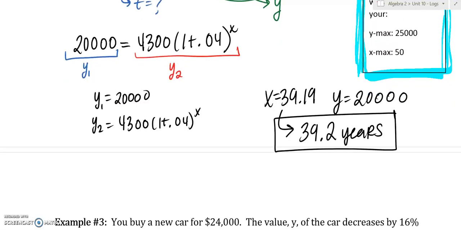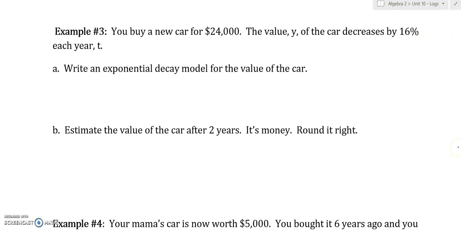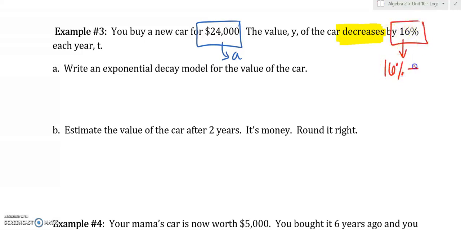Okay, flip it over. You buy a new car for $24,000. The value of the car decreases by 16% each year at an exponential decay, and then let's find a couple pieces. So, $24,000, this is A, how much it costs right away. This is decreasing. We have a decrease equation, a decay, decreasing at 16%. So I take that 16% and rewrite it into a decimal, that's 0.16.